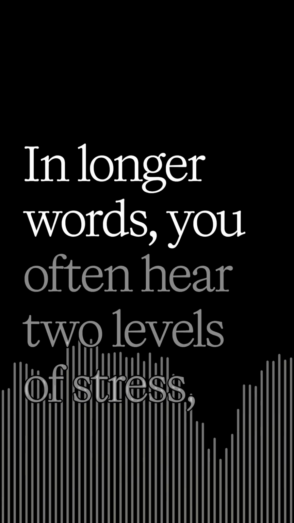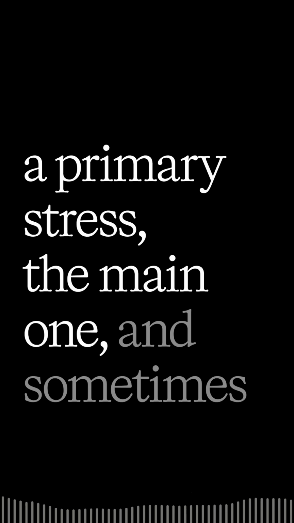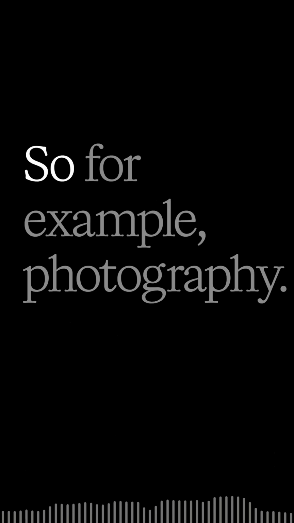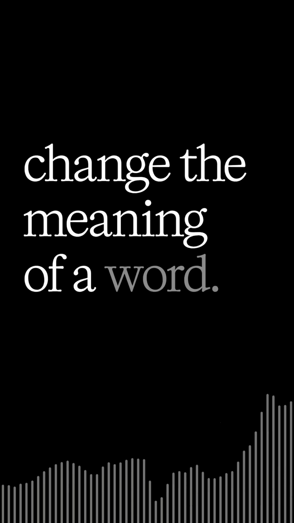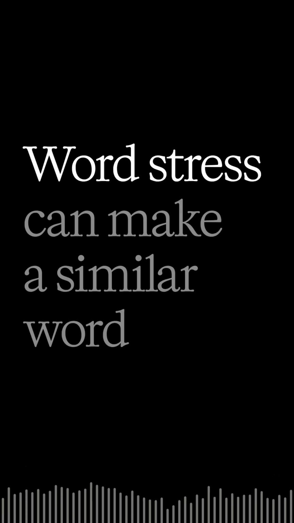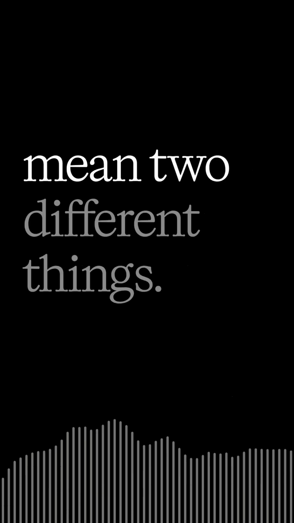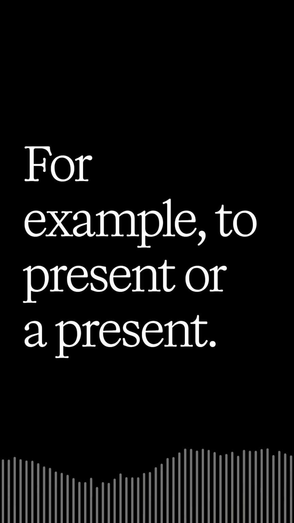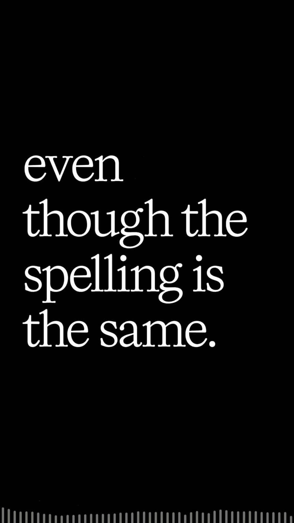In longer words, you often hear two levels of stress, a primary stress, the main one, and sometimes a secondary, slightly lighter stress. So, for example, photography. The stress shifts and that can change the meaning of a word. Word stress can make a similar word mean two different things. For example, to present or a present. Different stress, different meaning, even though the spelling is the same.